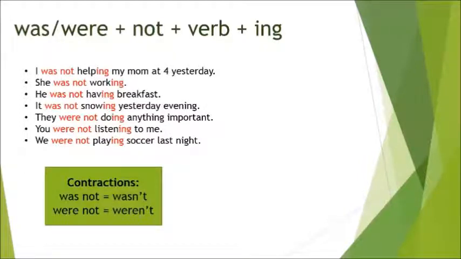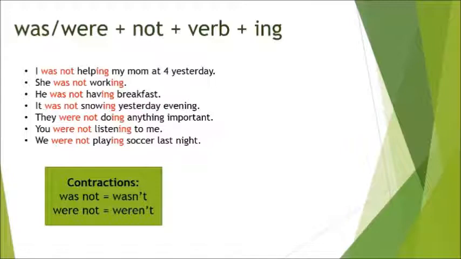Let me tell you about contractions. Was not is the full form. Wasn't is the contraction. Were not is the full form. Weren't is the contraction. You can say, I wasn't helping my mom. She wasn't working. He wasn't having breakfast. It wasn't snowing. They weren't doing anything important. You weren't listening to me.